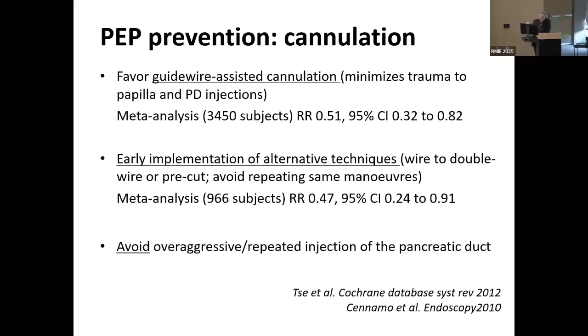Early implementation of alternative techniques, as we'll discuss, such as wire to double wire or pre-cut, avoiding the same maneuver, will decrease by half the incidence of post-ERCP pancreatitis. Although for randomized trials, if you think about it, it's very difficult because there's a lot of bias. By the time you've started, you've already tried many times just by definition, and it's hard to do randomization to see which is the best.